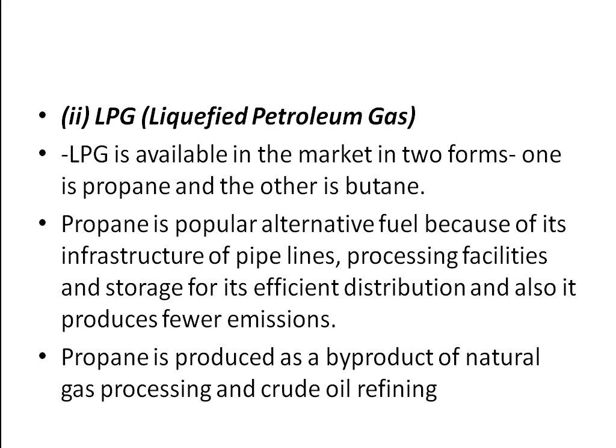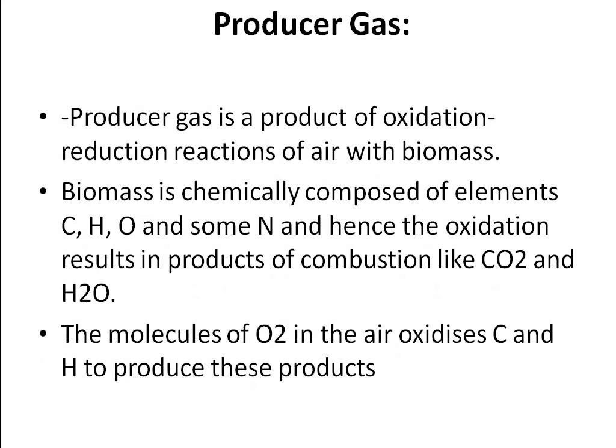This is LPG. LPG is available in the market in two forms. One is propane and the other is butane. Propane is the most popular because of the infrastructure of pipelines, processing facilities, and storage for its efficient distribution, and also it produces fewer emissions. Propane is produced as a byproduct of natural gas processing and crude oil refining.